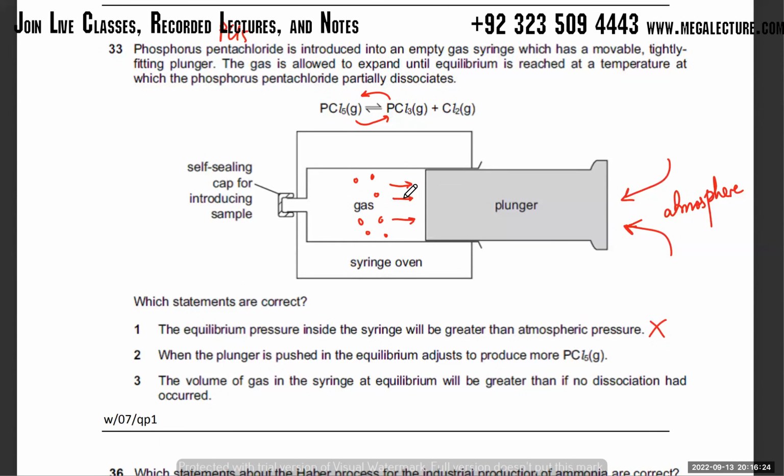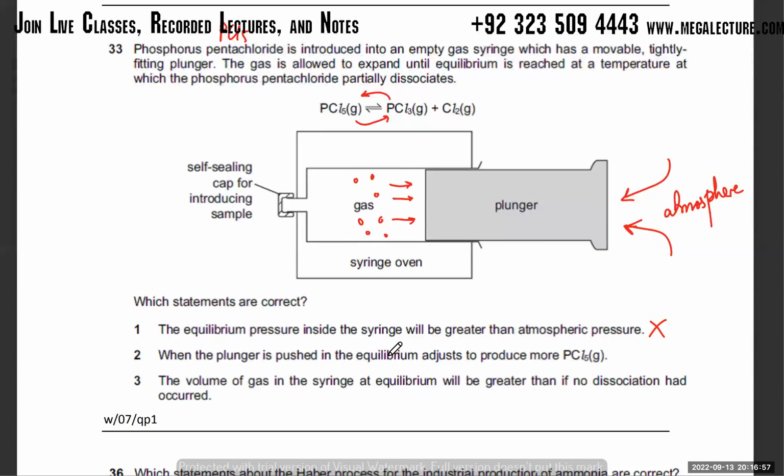Because when equilibrium is reached, it will just become constant and the plunger will stop moving. Right at the beginning, it is moving. It is expanding until equilibrium is reached. And he asked what will happen at equilibrium? It keeps expanding, more gas keeps being produced, and eventually the plunger will stop moving because the net quantity of particles will become constant. Is this clear? So the first statement is wrong. Is this clear? Yes.